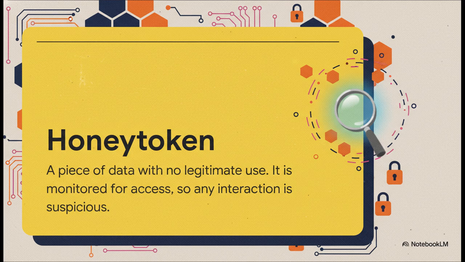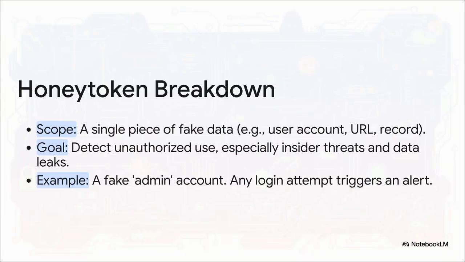These things have zero legitimate purpose. They just sit there, silently. And the moment one of them is used, it is definitive, undeniable proof of a breach. Honeytokens are absolutely brilliant for catching things like insider threats or figuring out how your data might be leaking. Think about it. If you create a fake admin account on a system, no regular employee should ever try to log in with it. So if a login attempt happens, that is a massive red flag. You know immediately someone is trying to escalate their privileges where they shouldn't be.